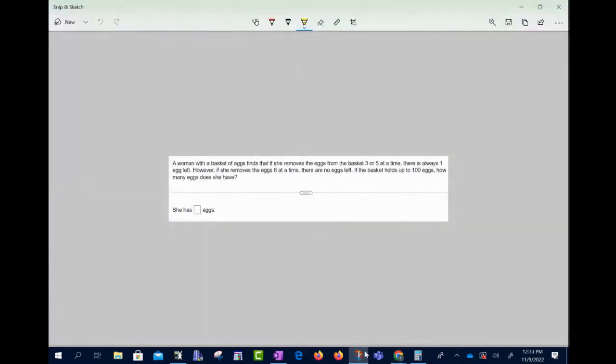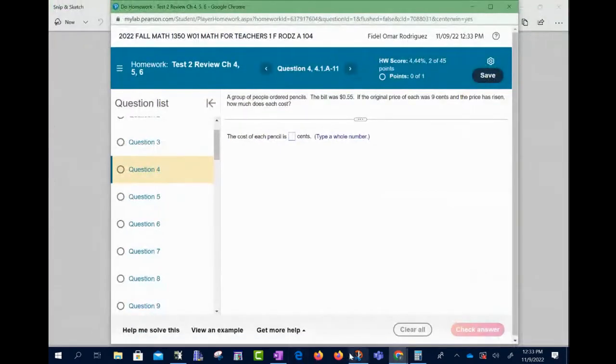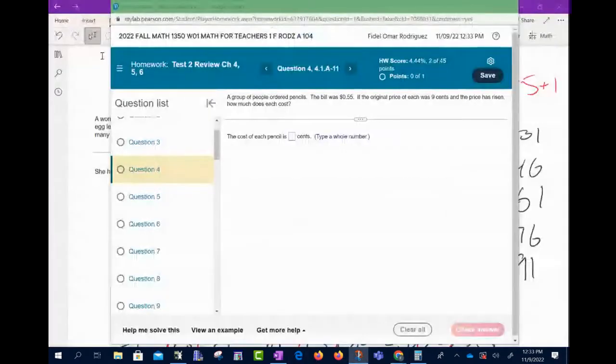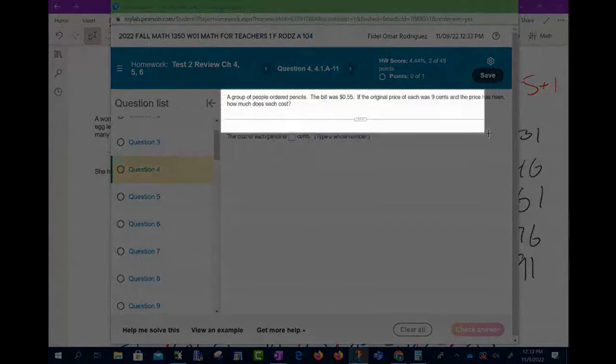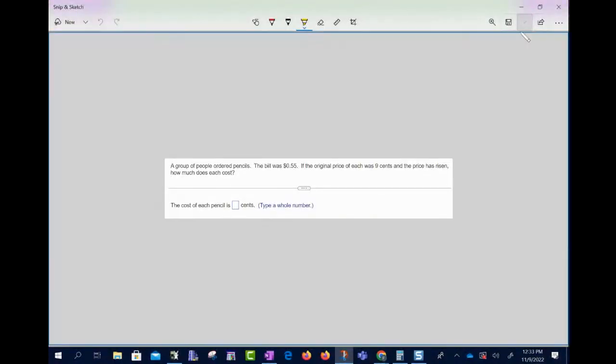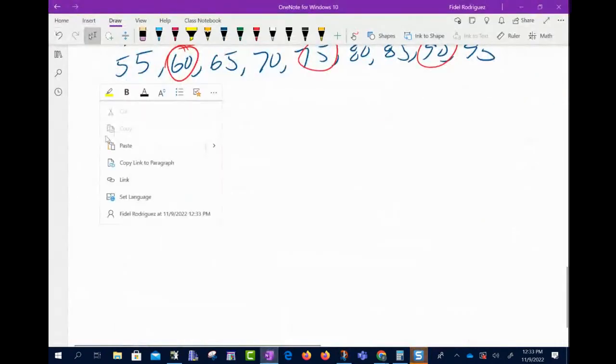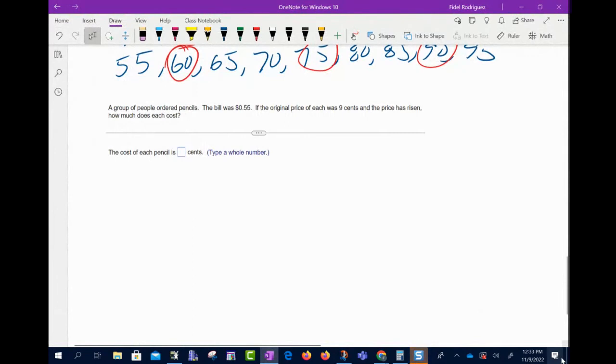Okay, so let me do this real quick. Let's come back here. Boom. Let's copy this so we can figure out what we got to do. Okay, so let me paste this guy right here. Okay, and it says a group of people ordered pencils. The bill was 55 cents. If the original price of each was 9 cents and the price has gone up, how much does each cost?